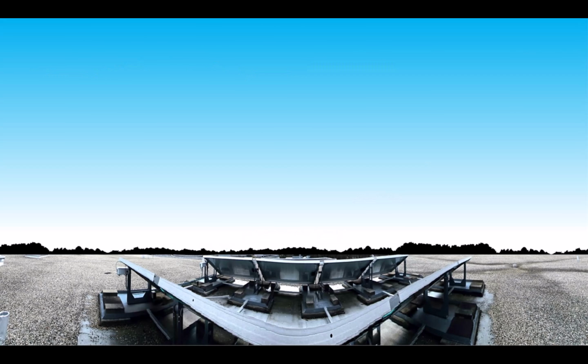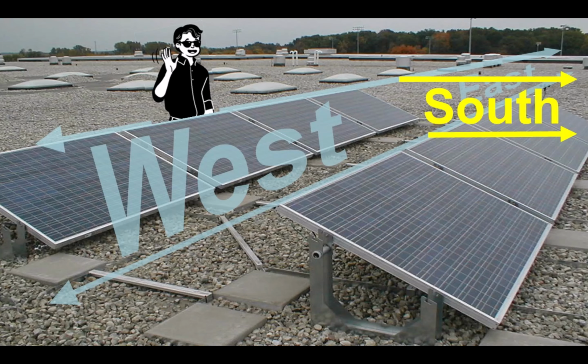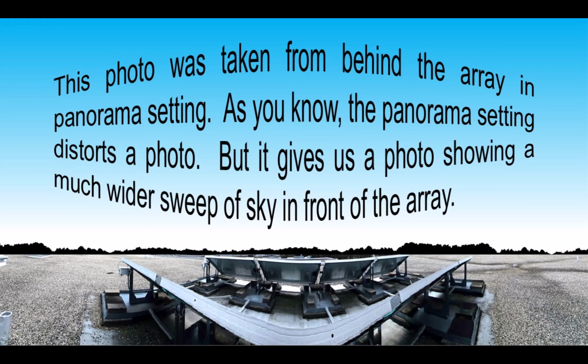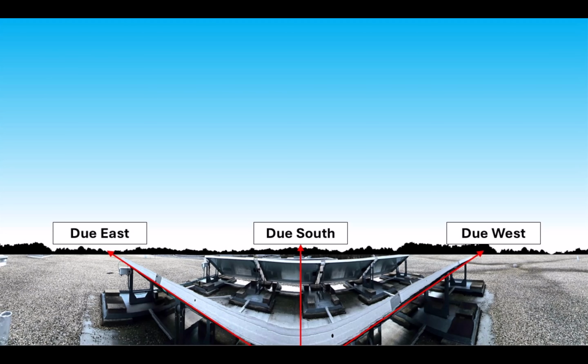In this picture, I'm taking a panorama photo from behind a relatively small, fixed, well-positioned rooftop solar PV array. This array. As you know, the panorama setting distorts a photo, but it gives us a picture showing a much wider sweep of sky in front of the array, like this.